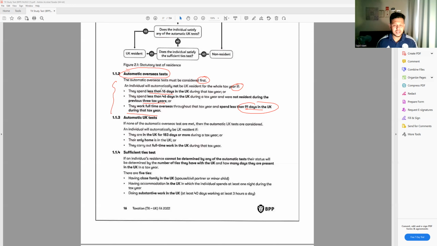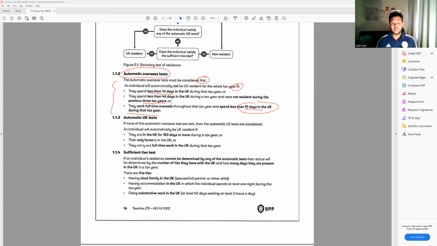So if you see someone is living less than 16 days, you don't have to check anything else. You say, oh, he's living less than 16 days, he's not a resident of the UK. And if someone lives more than 16 days, let's say 30 days, you have to say, okay, you spent 30 days, but in the last 3 years, were you resident in the UK? If the answer is no, then you are not resident in the UK because it is less than 46 days.